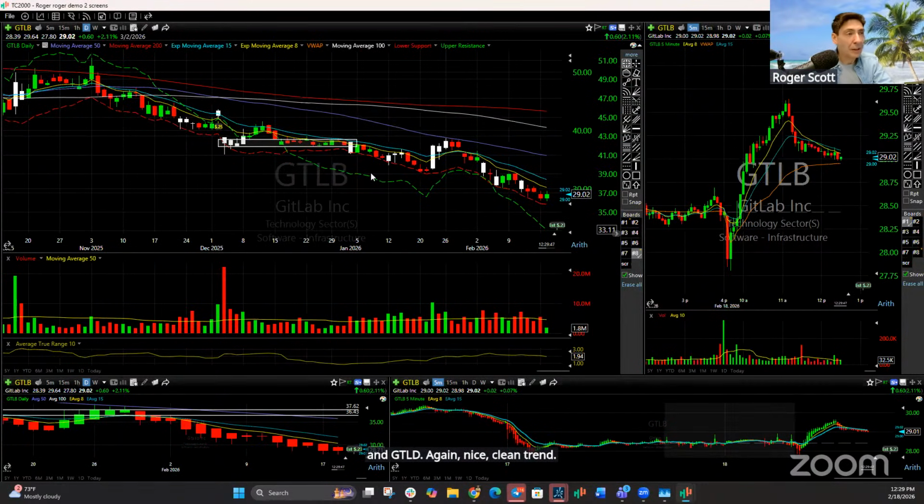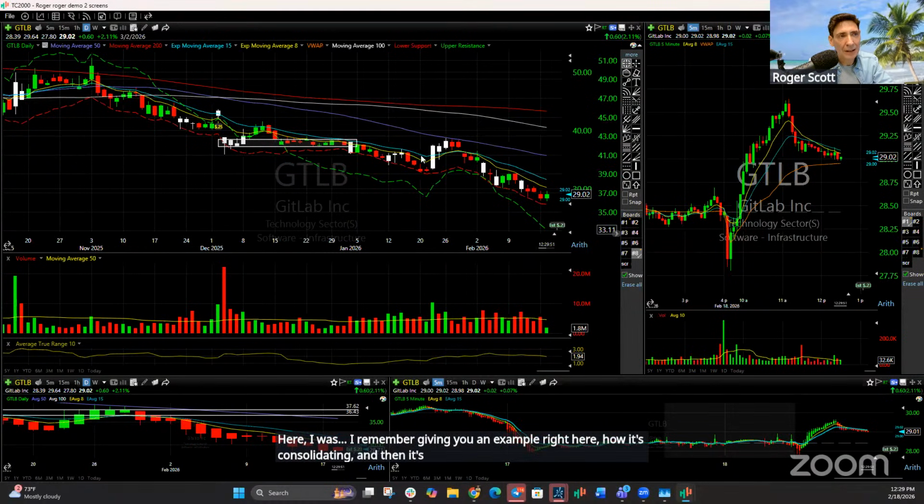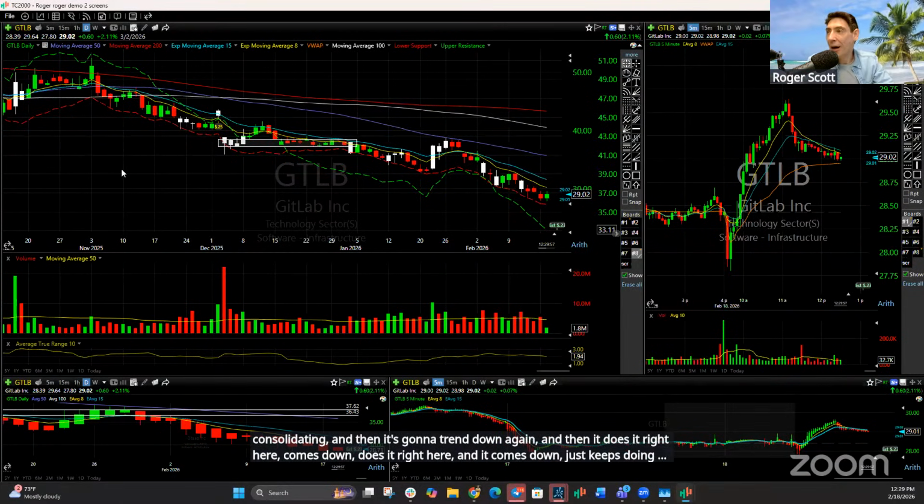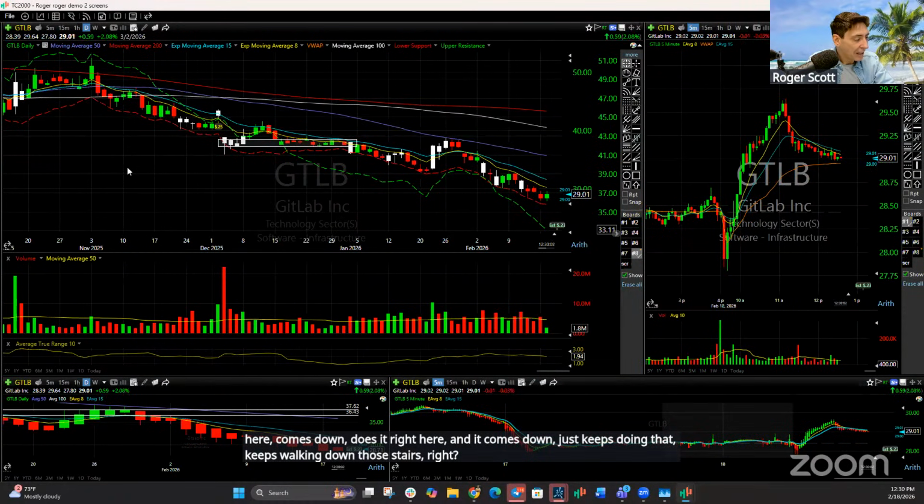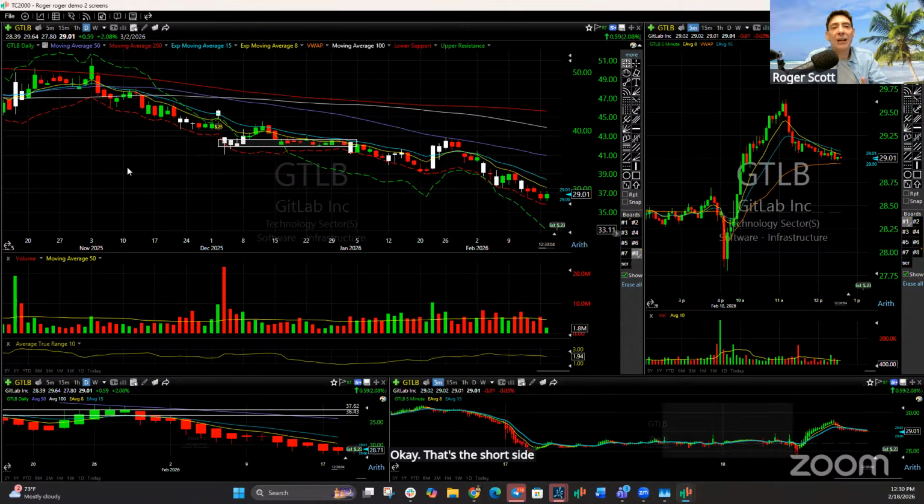Here, I remember giving you an example right here, how it's consolidating, and then it's going to trend down again, and then it does it right here, it comes down, does it right here, and it comes down. Just keeps doing that. Keeps walking down those stairs, right? Okay. That's the short side. Those are all the stocks I'm looking to short.